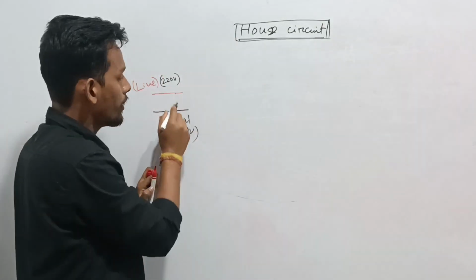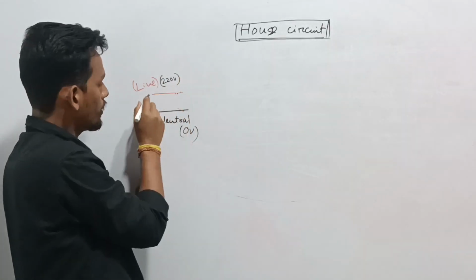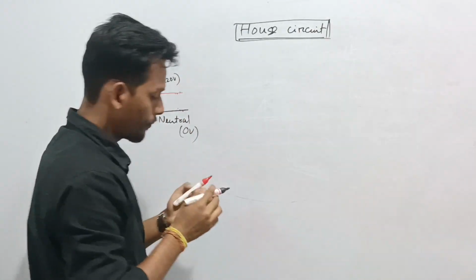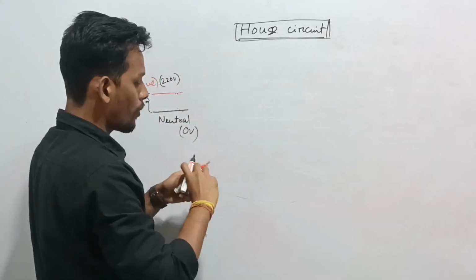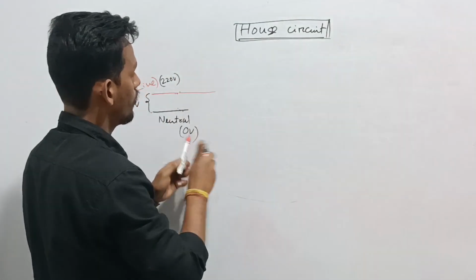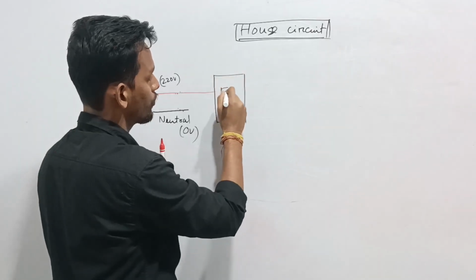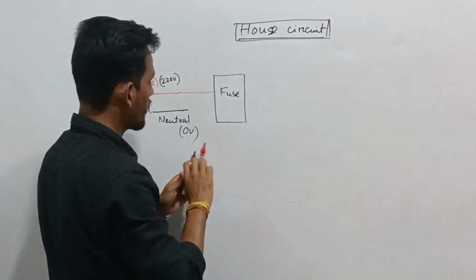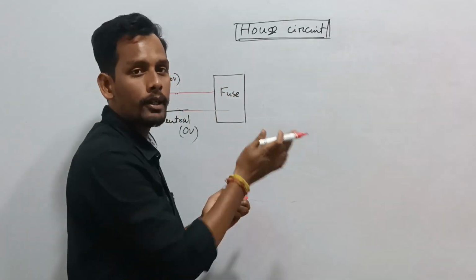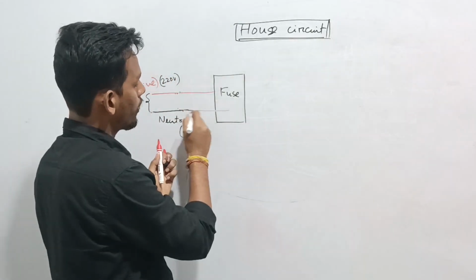Now what will be the potential difference between these two? 220 minus 0, the potential difference here will be 220 volt. Clear? Now first these two wires will enter into the fuse. This is a fuse. This is a block diagram. For a better diagram, you can take the reference of your NCERT diagram. The neutral wire will also connect to the fuse.